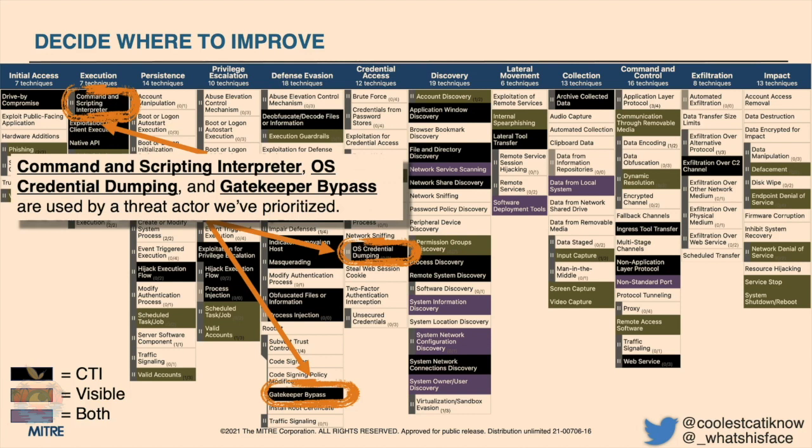So especially as we look across macOS malware, there's some things we see over and over again. Things like command and scripting interpreter, a lot of bash scripts out there. OS credential dumping tends to be important in a lot of different types of operations, and seeing things with Gatekeeper bypass. And so seeing those from a threat actor we've prioritized, maybe that's a place that we really want to start, and it's something that we're concerned about.